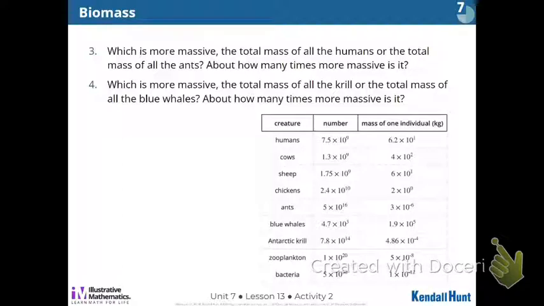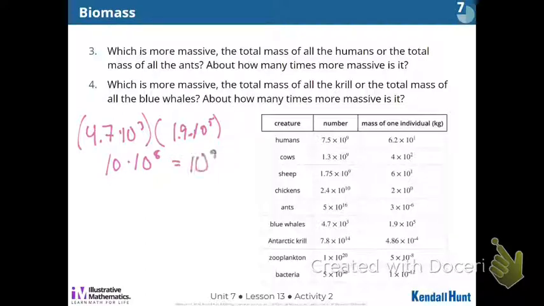Let's work on blue whale total mass. Total mass for the blue whale is going to be 4.7 times 10 cubed times the mass of one of them, which is 1.9 times 10 to the 5th. Dang, blue whale. Okay, so I'm going to use numbers that are nicer. 5 times 2, 10 times 10 to the 8th. I was considering 4.5 times 2, which is 10 to the 9th.